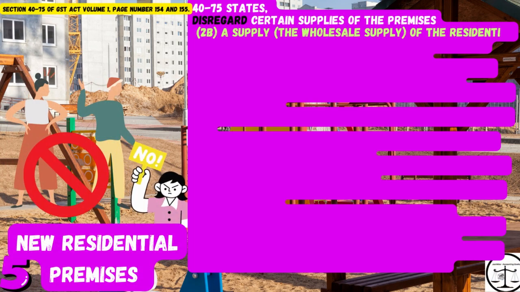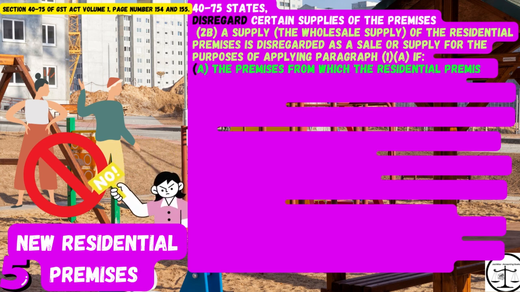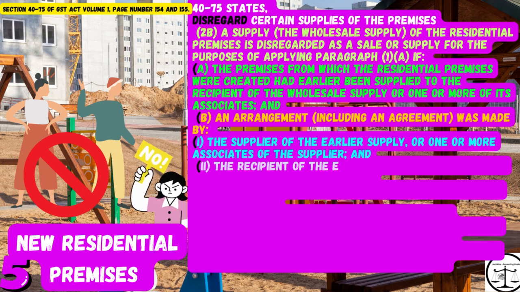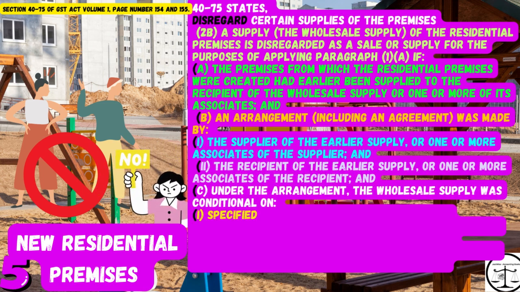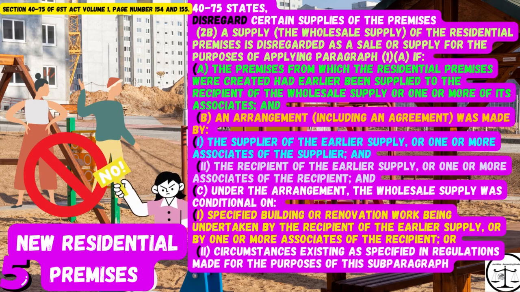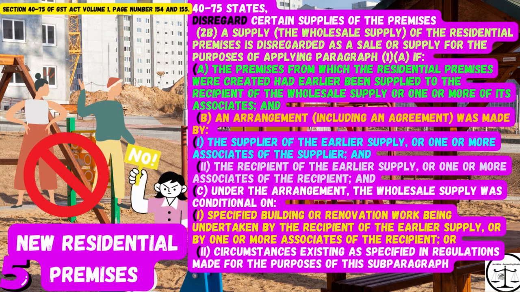(2B) A supply, the wholesale supply, of the residential premises is disregarded as a sale or supply for the purposes of applying paragraph 1(a) if (a) the premises from which the residential premises were created had earlier been supplied to the recipient of the wholesale supply or one or more of its associates, and (b) an arrangement, including an agreement, was made by (i) the supplier of the earlier supply, or one or more associates of the supplier, and (ii) the recipient of the earlier supply, or one or more associates of the recipient, and (c) under the arrangement, the wholesale supply was conditional on (i) specified building or renovation work being undertaken by the recipient of the earlier supply, or by one or more associates of the recipient, or (ii) circumstances existing as specified in regulations made for the purposes of this subparagraph.